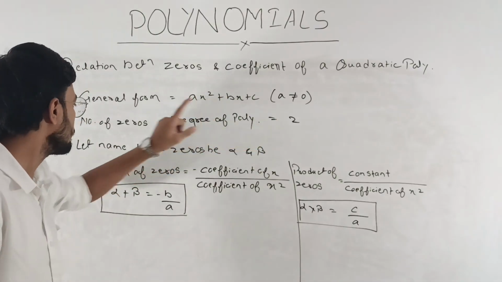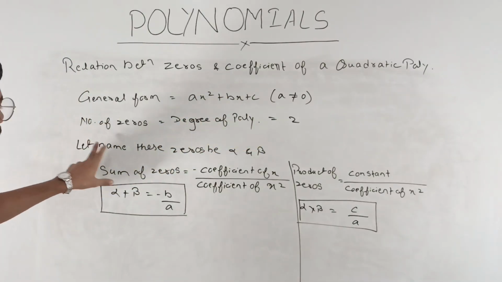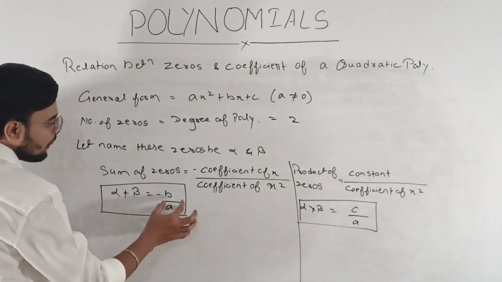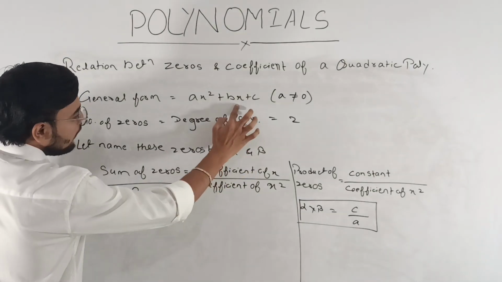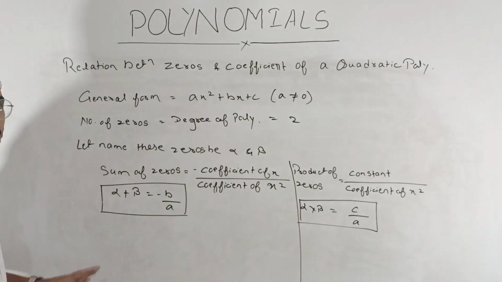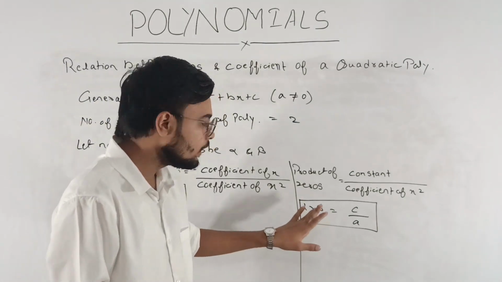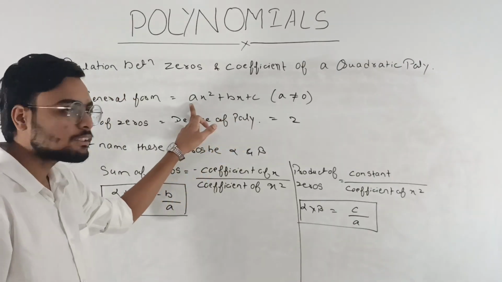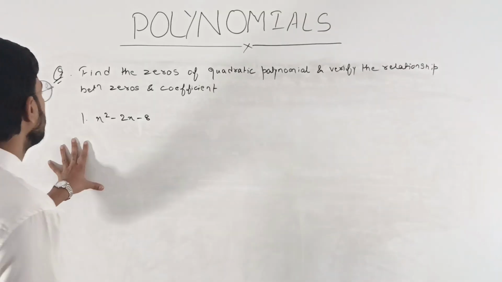When degree is 2, then the number of zeros is equal to 2. Now we name the zeros alpha and beta. Then the sum of zeros, that is alpha plus beta, is equal to minus b upon a. Minus b is the coefficient of x, a is the coefficient of x square. Now the product of zeros is alpha into beta, and alpha into beta is c upon a. C is the constant term and a is the coefficient of x square. Okay, understand this? Now let's see this question.